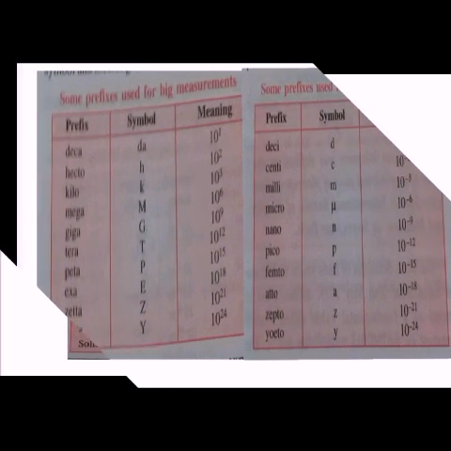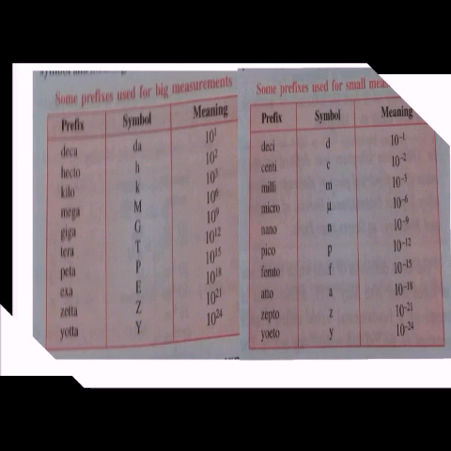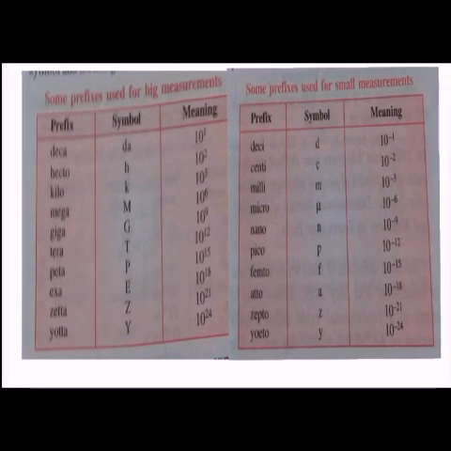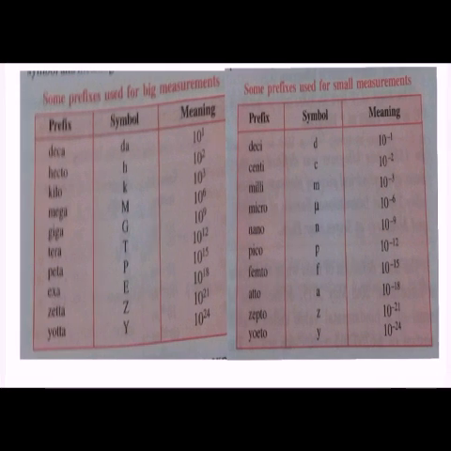Next, some fundamental quantities and their SI units are there, that you can see. Length is measured in meter, mass in kilogram, time in second, temperature in kelvin, luminous intensity in candela, electric current in ampere, amount of substance in mole, angle in radian, solid angle in steradian. These are all the fundamental quantities.